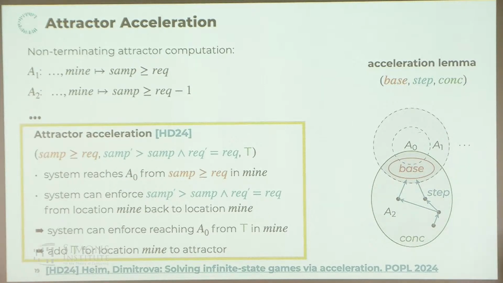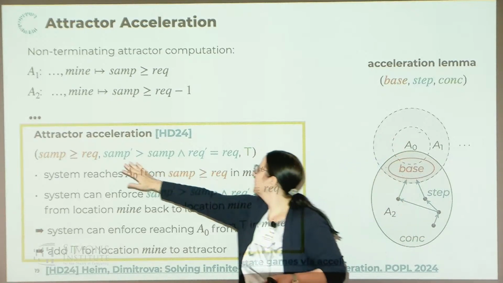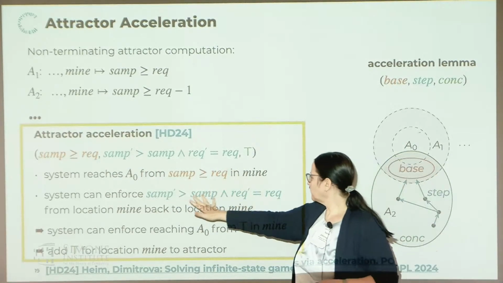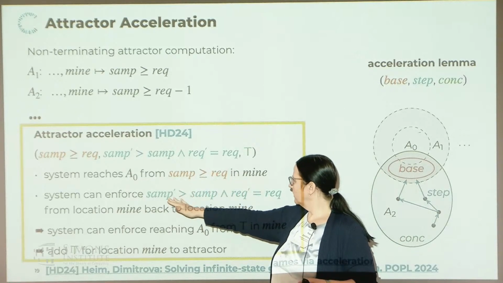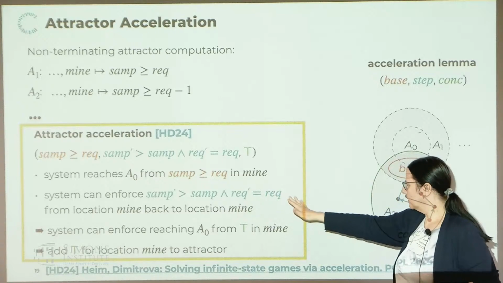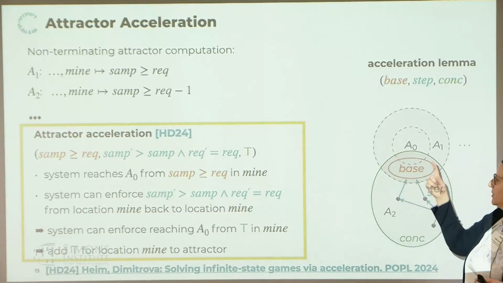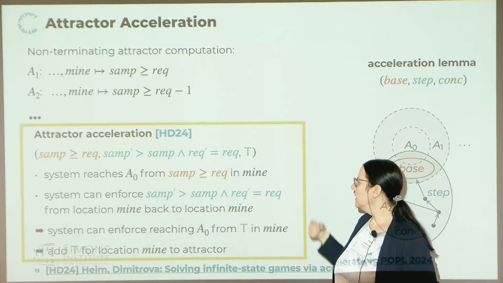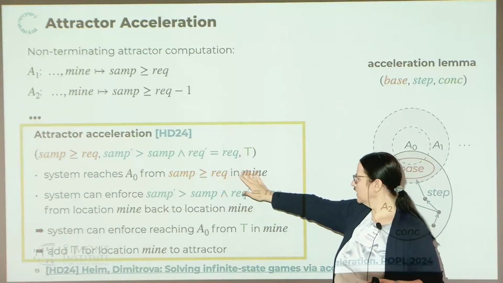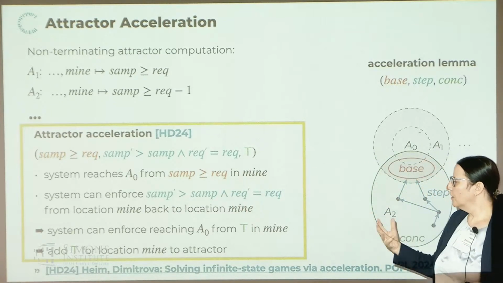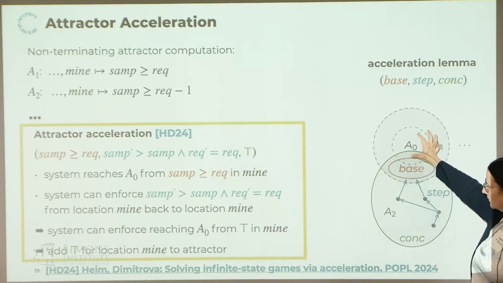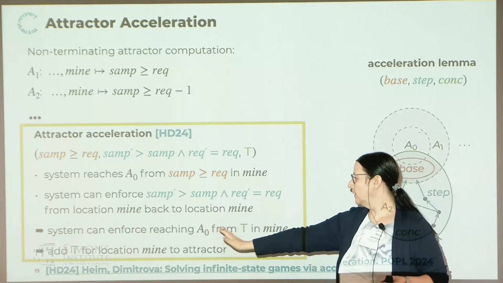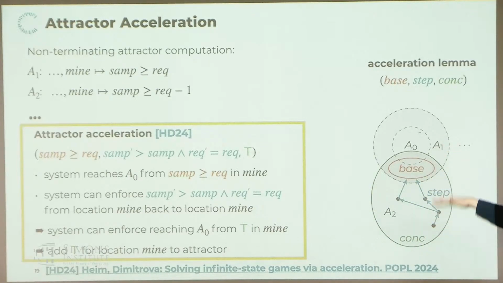So in our example, this base would correspond to this predicate describing the set of states where we have collected enough samples. The step relation is describing the increase of the number of samples, while the requested number of samples stays the same from one iteration from location min back to min. So if the system can enforce this in one step, then it can be iterated until we satisfy this condition. So using that, we can conclude that the system can enforce reaching the target set of states from any state in location min. And then we will add top to the attractor, which means that this attractor computation will terminate if we do that.